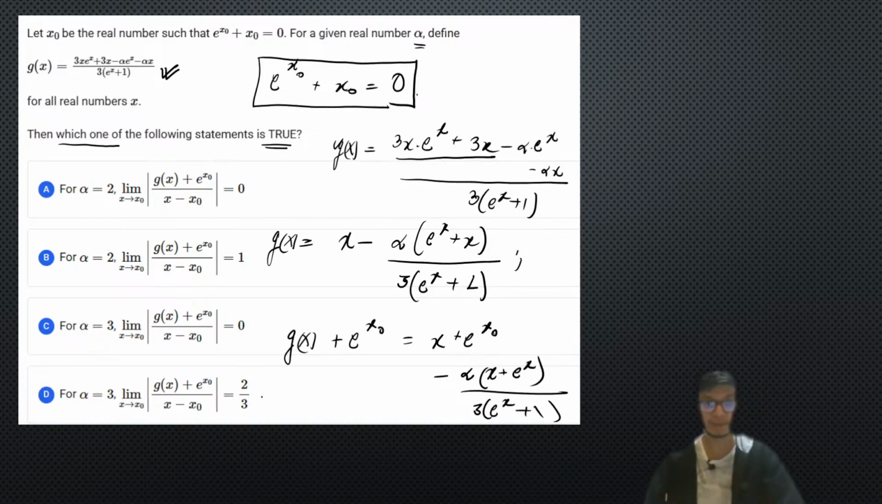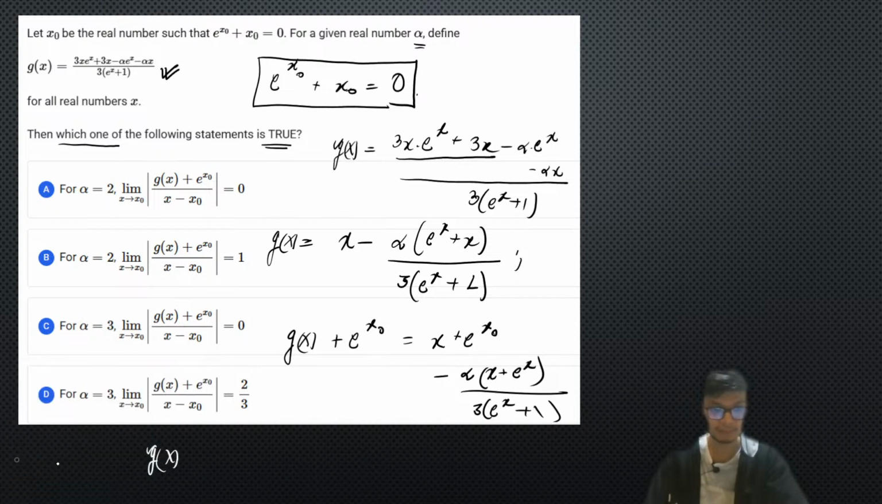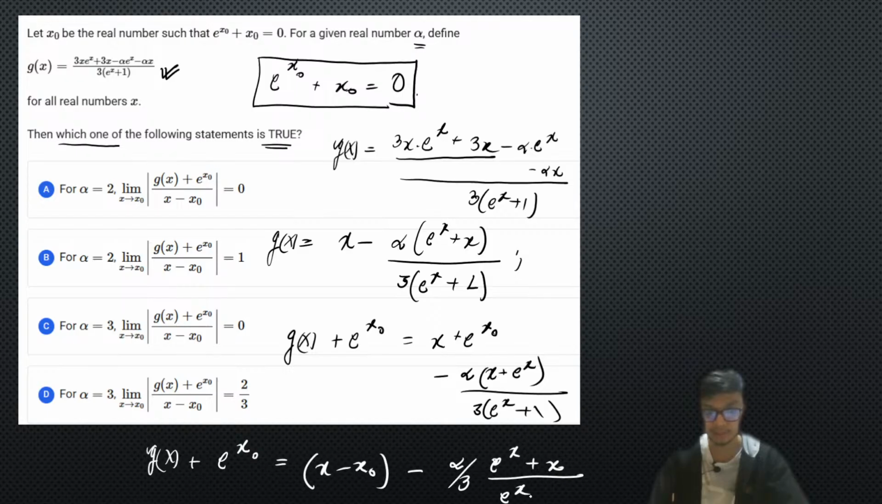Then it is also said that after you have this particular form over here, g of x can also be written as follows. If I combine this e to the power x naught with this form, then I can write g of x plus e to the power x naught as equal to (x minus x naught) minus alpha upon 3 into e to the power x plus of x, whole divided by e to the power x plus of 1. That is what I can define over here, right?